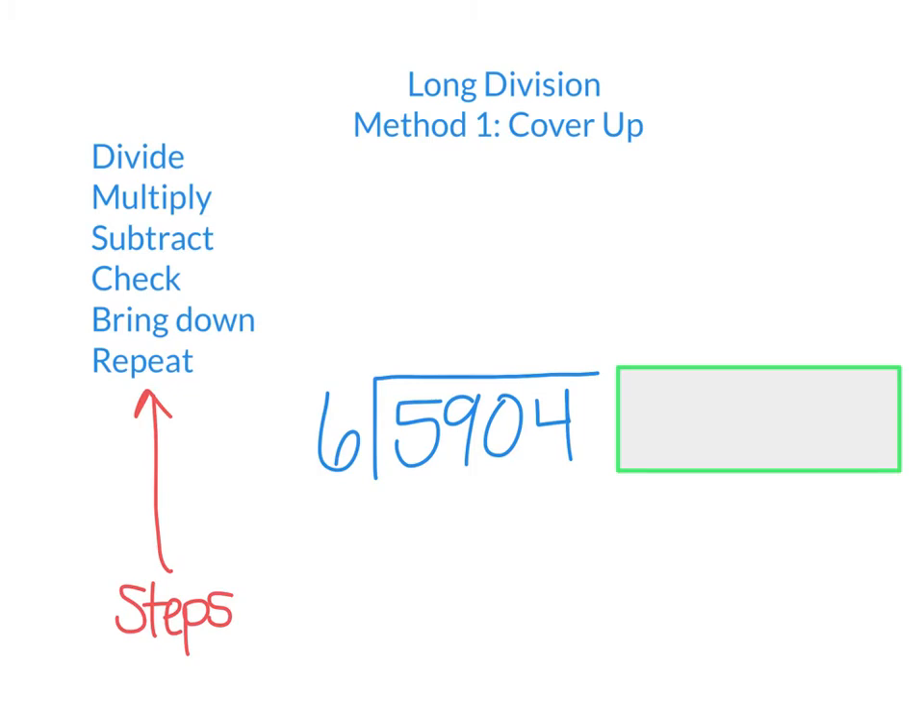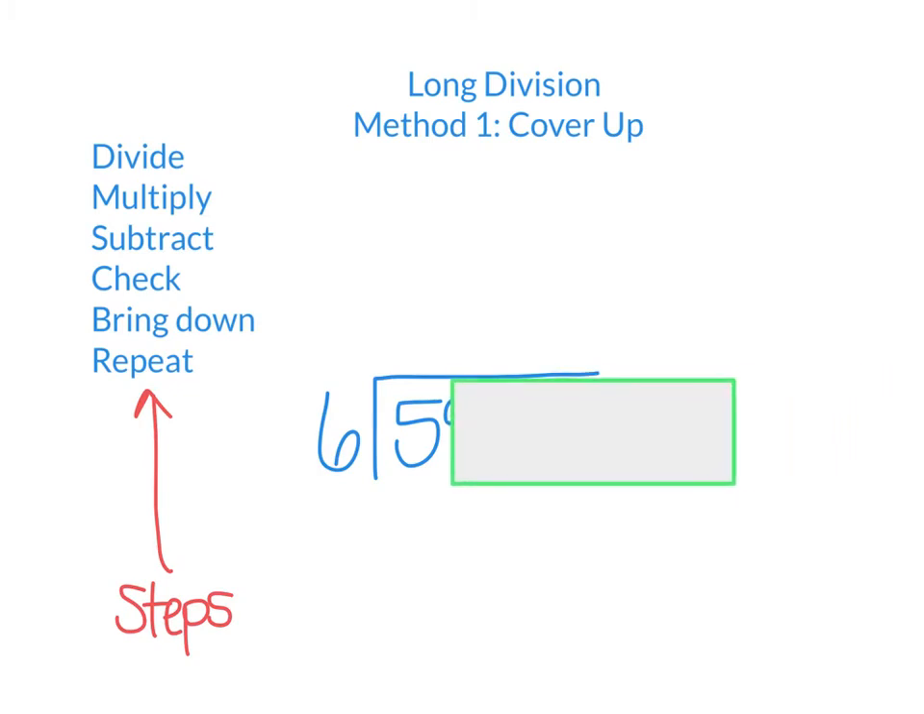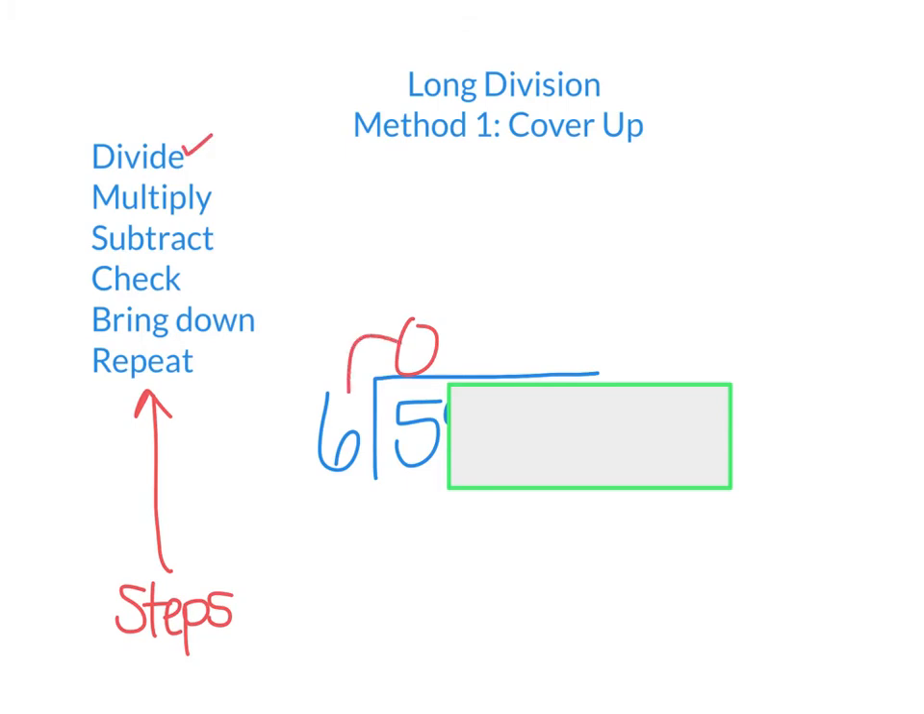So for the cover-up method, again, I'm going to go, how many times does 6 go into 5? Well, 6 doesn't go into 5. That's my divide. So I'm going to put a 0 up top. I'm then going to multiply 0 times 6, which equals 0. After I multiply, I subtract. 5 minus 0 is 5. After I subtract, I'm checking my 5 is smaller than my 6, so I'm ready to move on.